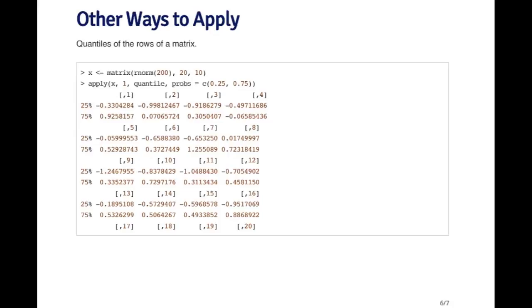And what apply will do is it'll create a matrix that has two rows, and the number of columns is equal to the number of rows in this matrix, which happens to be 20. So here I'm getting a 2 by 20 matrix where in each column of this returned matrix, I've got the 25th and the 75th percentile for the corresponding row. So for example, in the first row, the 25th percentile is minus 0.33, and the 75th percentile is 0.92. And in the 16th row, the 25th percentile is minus 0.95, and the 75th percentile is 0.88. So you see how that works.